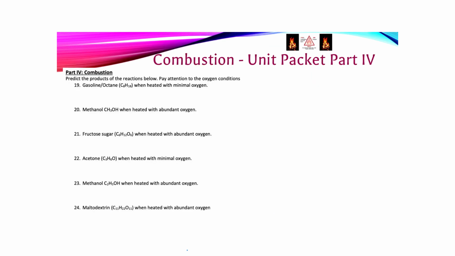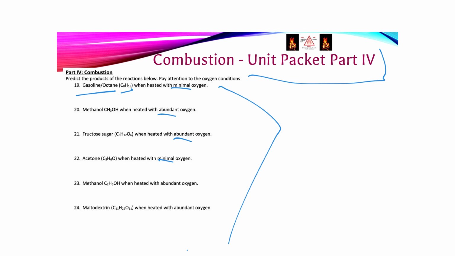So you don't have to do these problems here. Instead, I just want to direct you to your packet, part 4. We're skipping around a little bit. You want to try to do these problems. We give the common name, like gasoline, and then the formula right there. And then we also tell you the oxygen conditions: abundant, minimal, abundant, abundant. So you want to take a look at that.